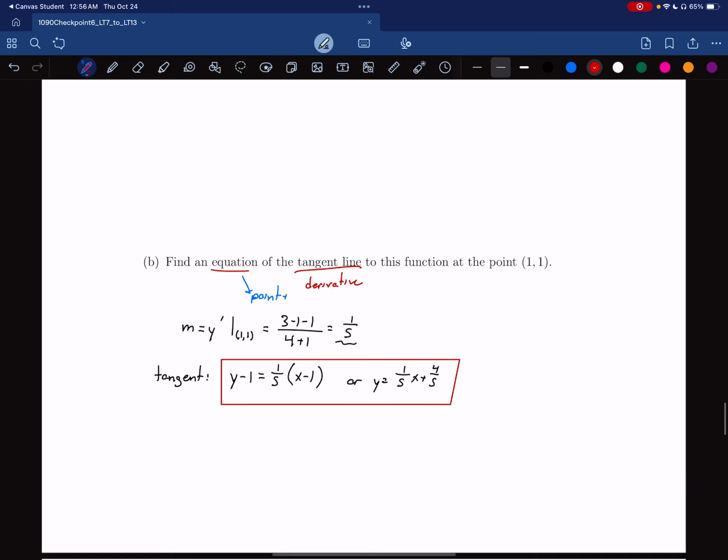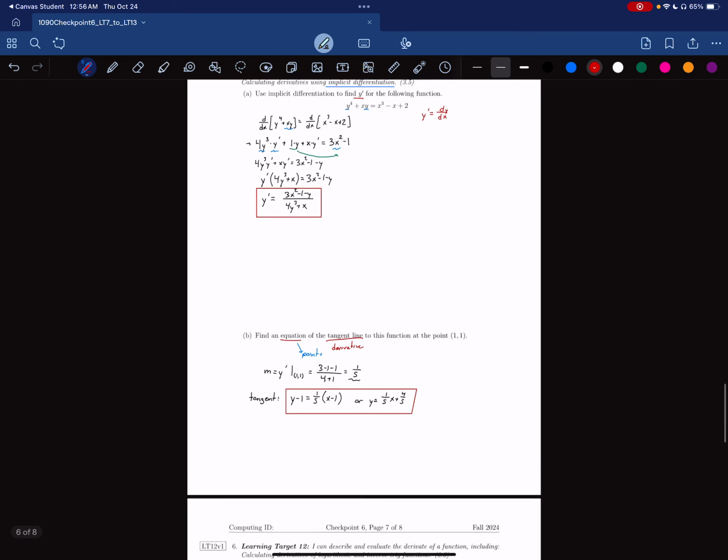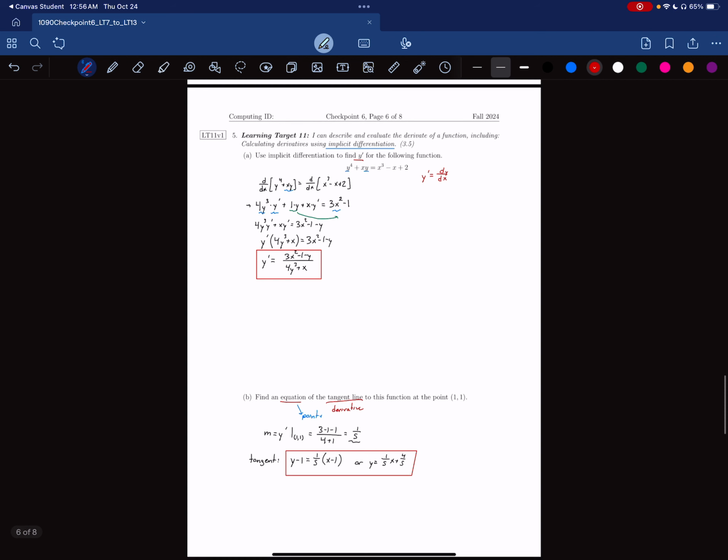So I hope all of this helps. Just remember implicit differentiation: whenever you take a derivative of some y term, you have to multiply by y prime as well because of the chain rule. And for the equation of a tangent line, you need a derivative and you need to bring in that point.